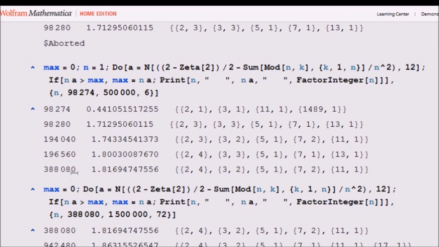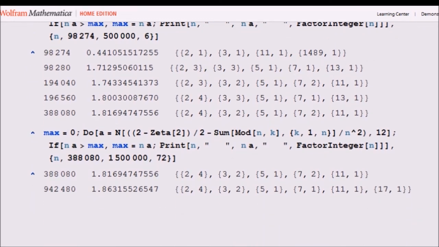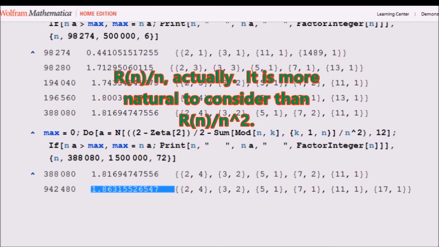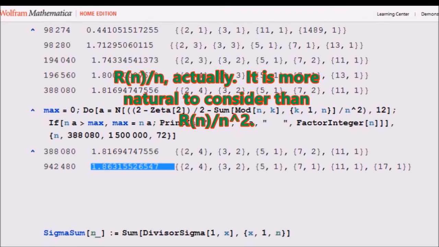And I did this all the way up to 1.5 million and got the last one here, 942,480, which was a new maximum for our measure of r n over n squared. So how does this compare to other smooth numbers?